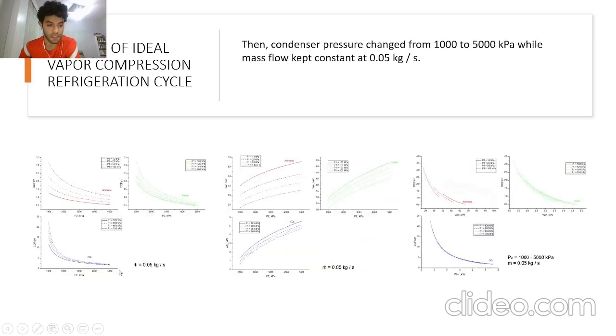After that, I changed the condenser pressure while I kept the other parameters constant, and I observed that while the condenser pressure was increasing, ammonia produced more work than the other ones. However, when we investigate the coefficient of performance, carbon dioxide has a higher coefficient of performance than the other ones.